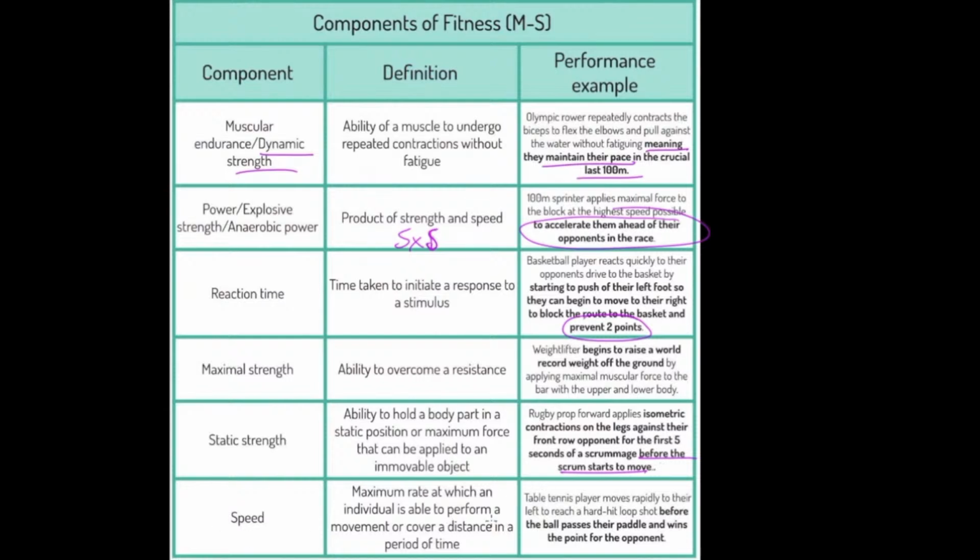And finally, speed. Maximum rate at which an individual is able to perform a movement or cover a distance in a period of time. The table tennis player, not probably the first one we think of, moves rapidly to their left to reach a hard hit loop shot before the ball passes their paddle and wins the point for the opponent. So here, they're using that speed to actually stay in a point and prevent an impact, negative in this case, on their performance.